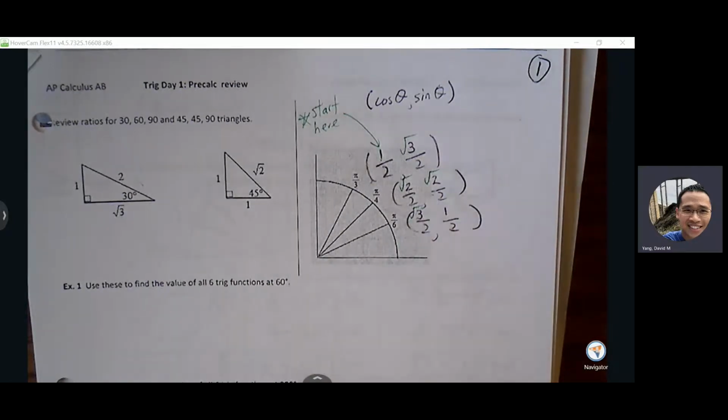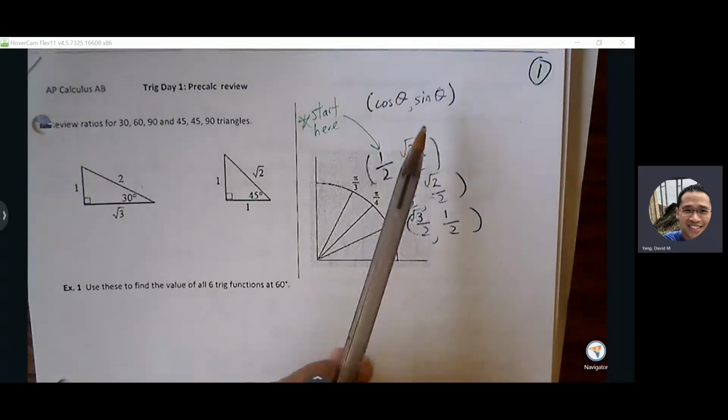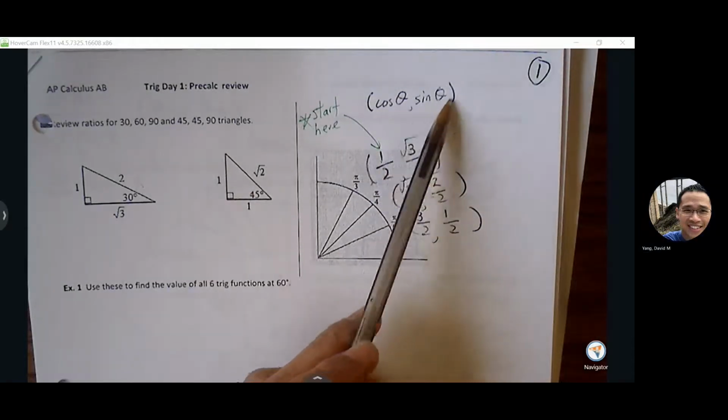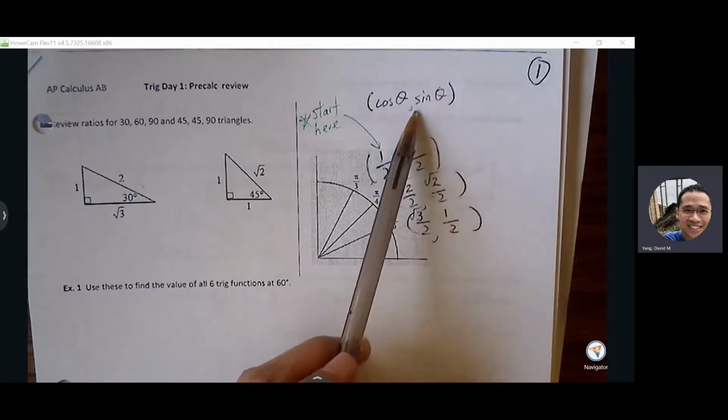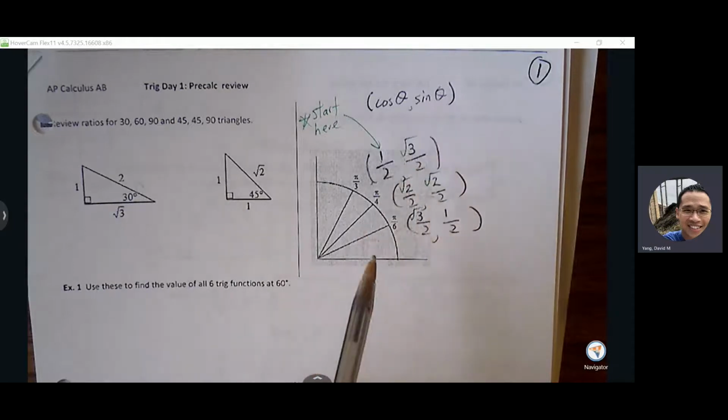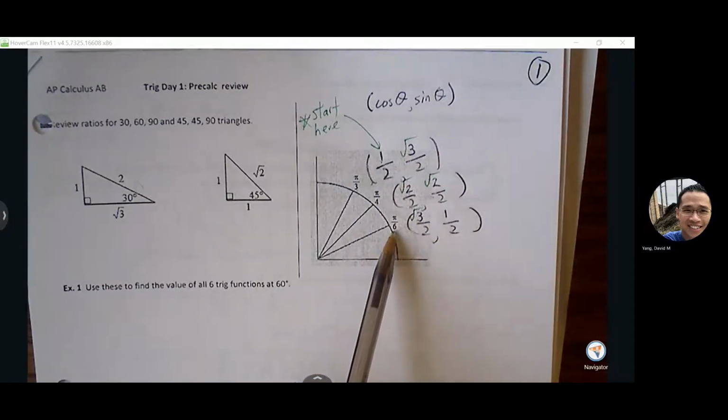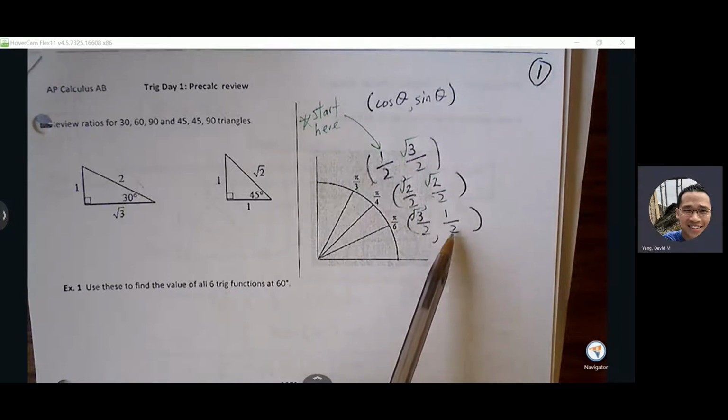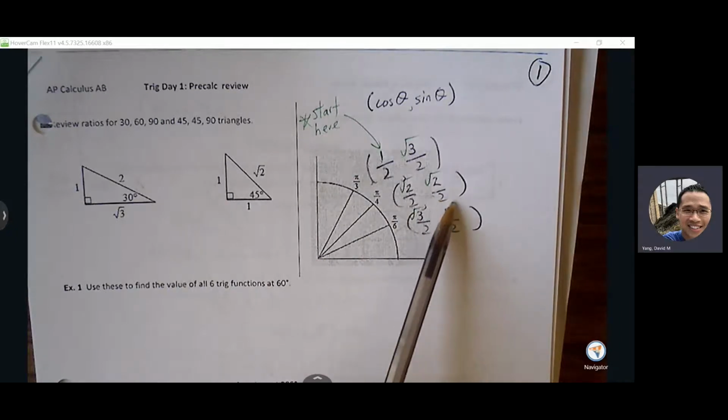What if I said cosecant of pi over 6? Cosecant is related to sine, right? So for cosecant of pi over 6, we're looking at this number, and what do we do with it? Flip it. So cosecant of pi over 6 is what? 2.